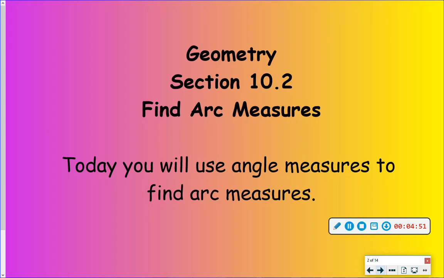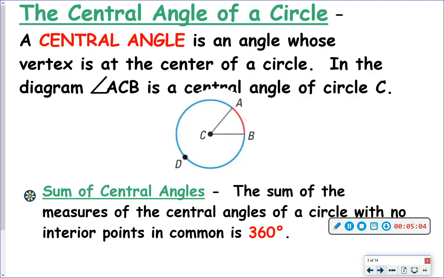So notice it says find arc measures. Arcs are just pieces of the outside edge. That's what we're looking at today. That's why I asked you, hey, do you know how many degrees in a circle? And you clearly all knew 360. So that's what we're going to be working off of today. Now, of course, as always, we got a little vocab and things to fill in.